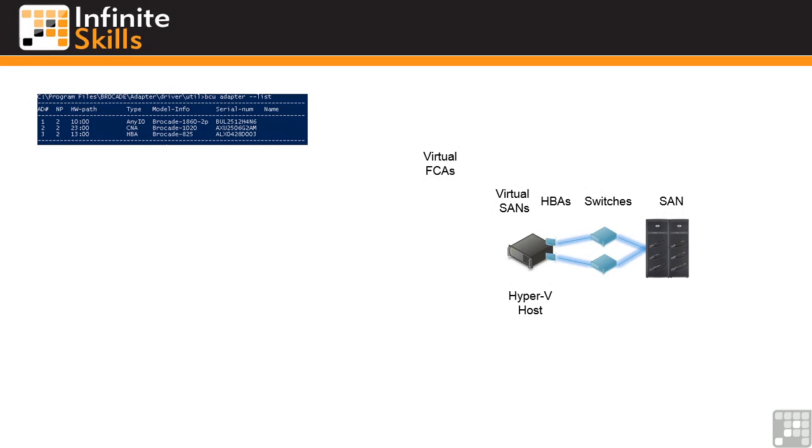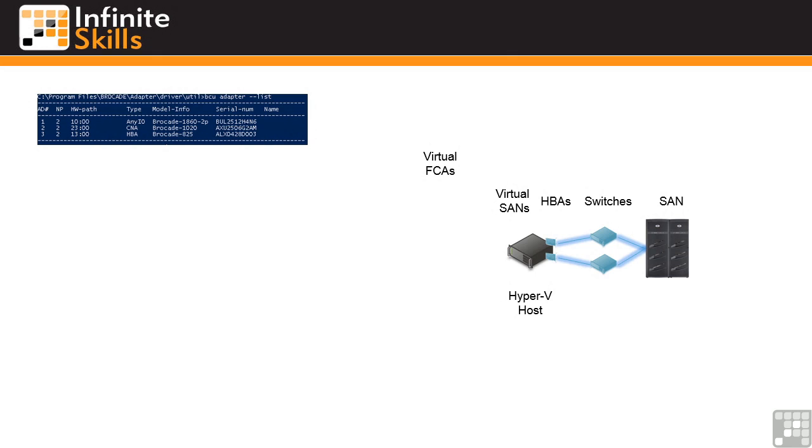In this lesson, I'm going to cover Virtual Fibre Channel. This is a new capability in Windows Server 2012 Hyper-V. Prior to Windows Server 2012, if you wanted virtual machines to be able to directly connect to a storage area network, you would have to use iSCSI, which operates over the TCP/IP protocol and your existing network.